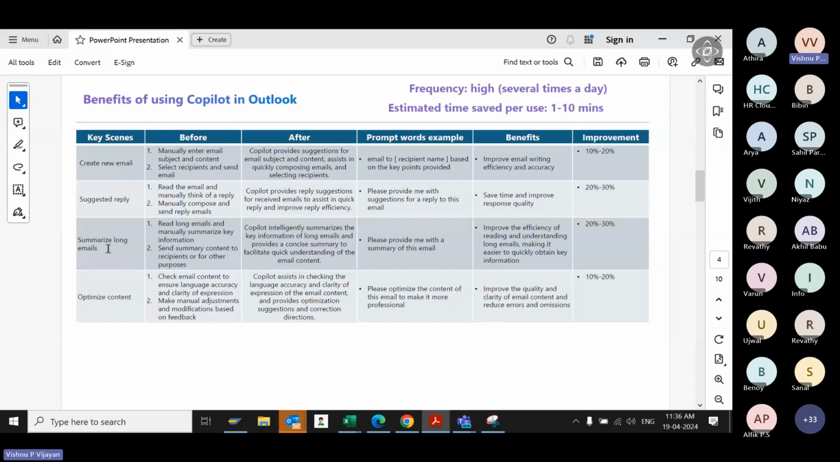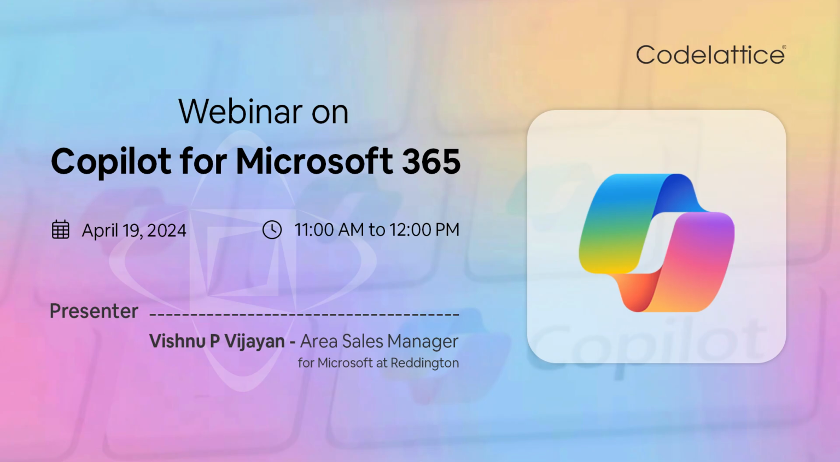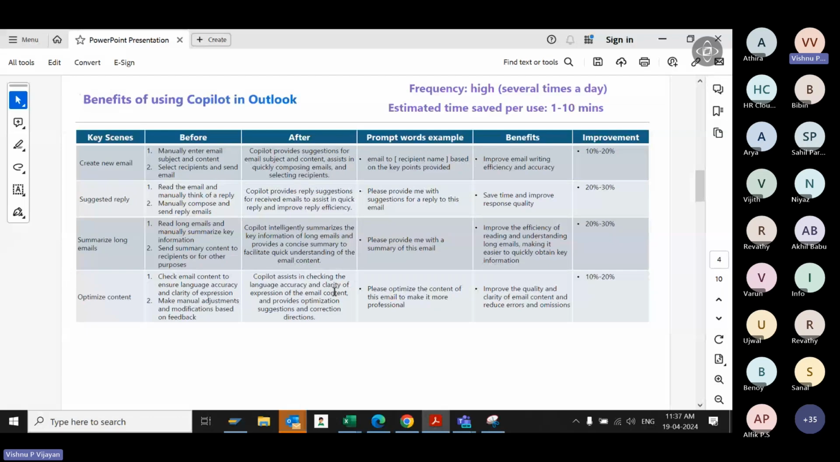Then summarizing long emails, optimizing content. Suppose you are sending a mail to an audience, or one of your employees, and you would like to tell him a long story about what's happening, or what you're expecting from him. While we are trying to explain everything we have in our head to the mail, it gets very elaborated, and the person receiving that mail might not go through all those things the way we are expecting. So we should keep it short and precise. That also can be achieved with Copilot.